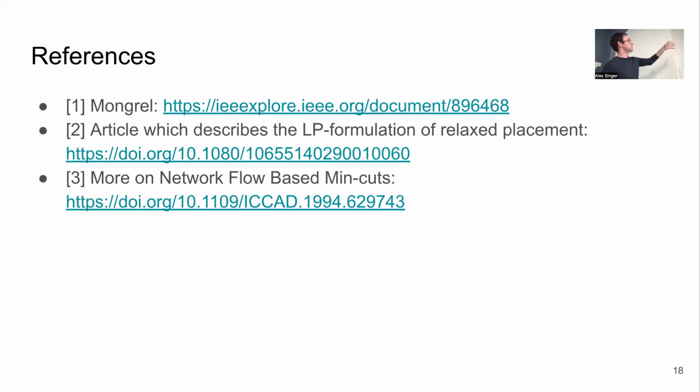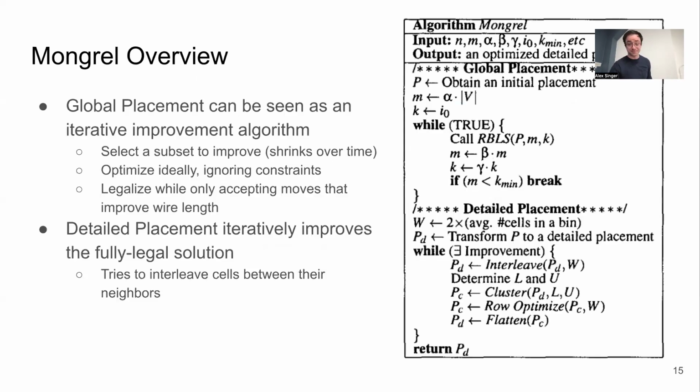So Mongrel is at the top. And this number 2 is an article which describes the LP formulation of relaxed placement for this paper a lot better. That was the 2002 one I talked about. And then finally, this is on the network flow-based min cuts. This is the one that I claimed has big O of V plus E. And they do a much better job explaining how they set up their graph. So these are just some papers you might want to look into, but that is Mongrel.